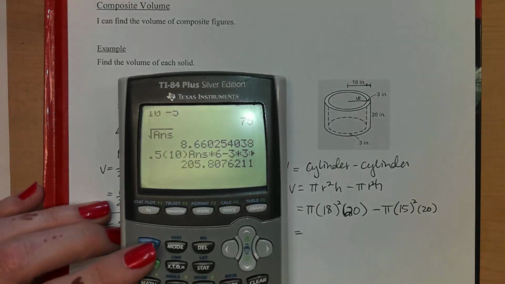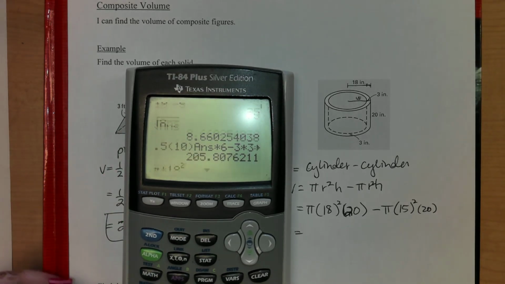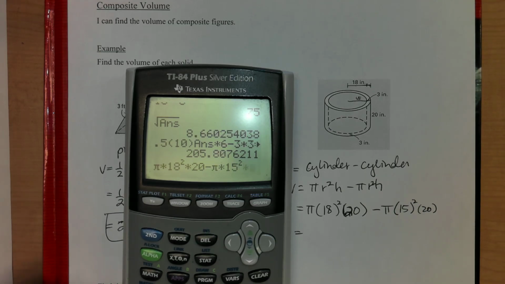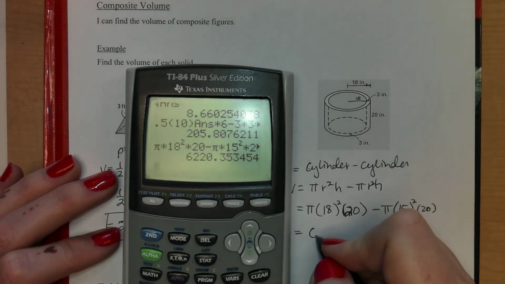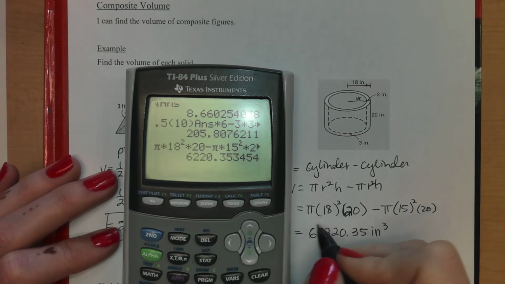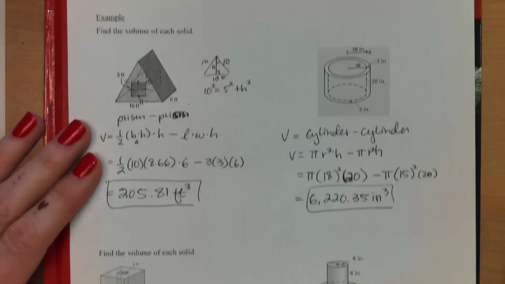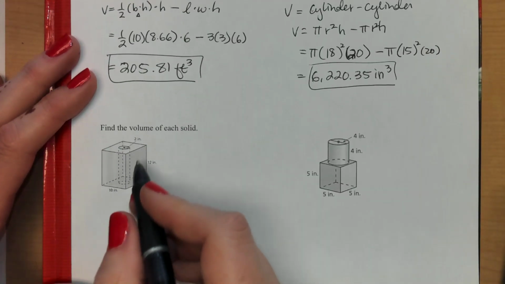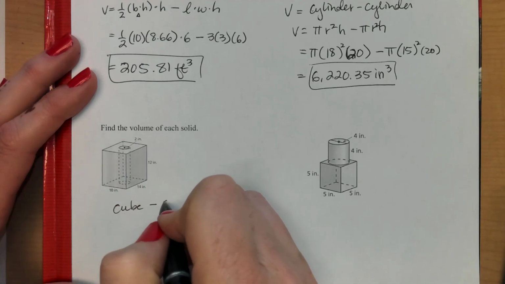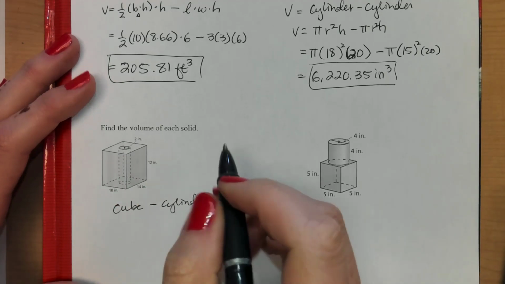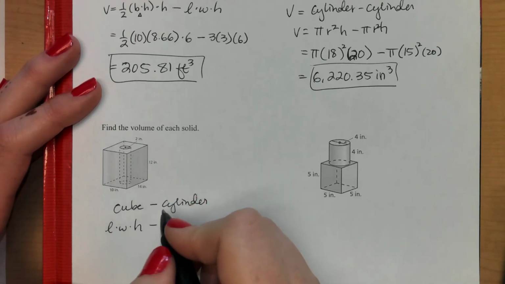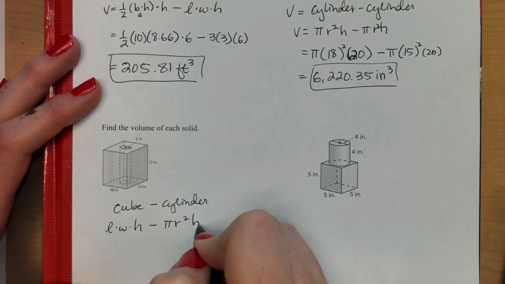Now I can type that in. So pi times 18 squared times 20, minus pi times 15 squared times 20. It looks like it's about 6,220.35 inches cubed. Two more to go. This one is also a subtraction one. I've got this box, and then we're going to take out this cylinder. The box formula is length times width times height, and the cylinder is pi r squared h.